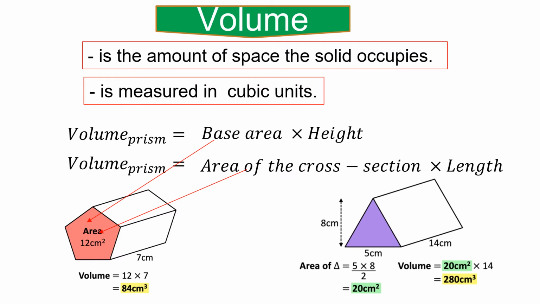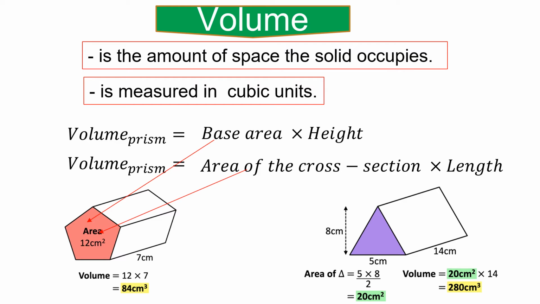Now let us have another one. This is a triangular prism. So this is the base area or the area of the cross section. So given the sides of your triangle, all you need to do is to apply the formula 1/2 base times height, and then you multiply it by the length or the height.